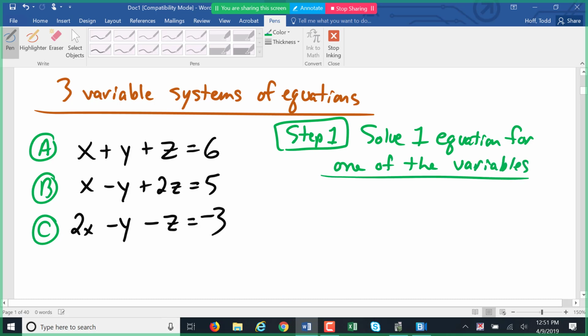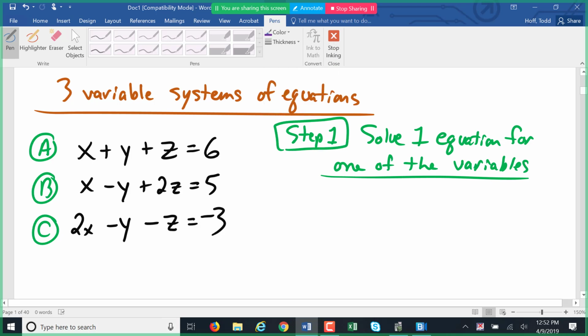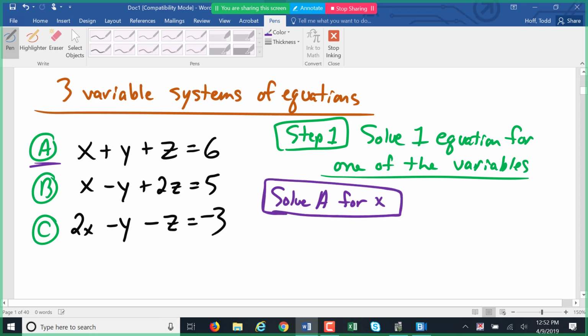So here, all three of these equations have variables that would be easy to solve for. And some of them have multiple variables they'd be easy to solve for. Equation A, we could solve for any of the variables. So I'm going to choose equation A. I'm going to solve it for x. Now, why did I say that it would be easy to solve? Well, because there's no coefficients on the variables.